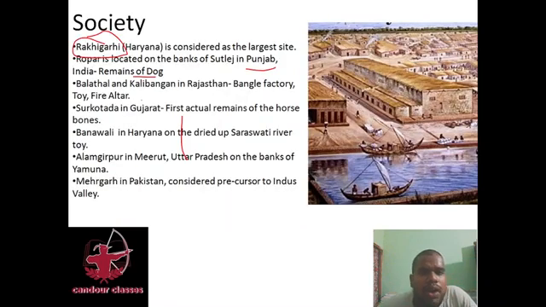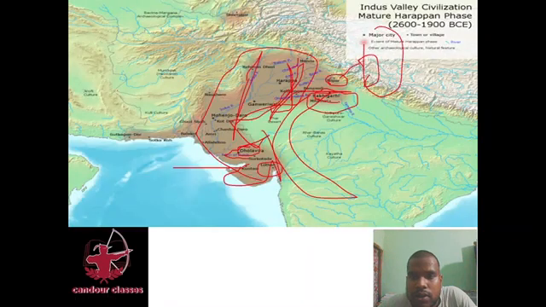Then Balathal and Kalibangan in Rajasthan, bangle factory and toy, fire altar. See, remains of toy you can also find, and fire altar is Agni Kund that I have also told you. Balathal and Kalibangan we have to mark. See, Kalibangan you can find somewhere here, and Balathal you can find here.